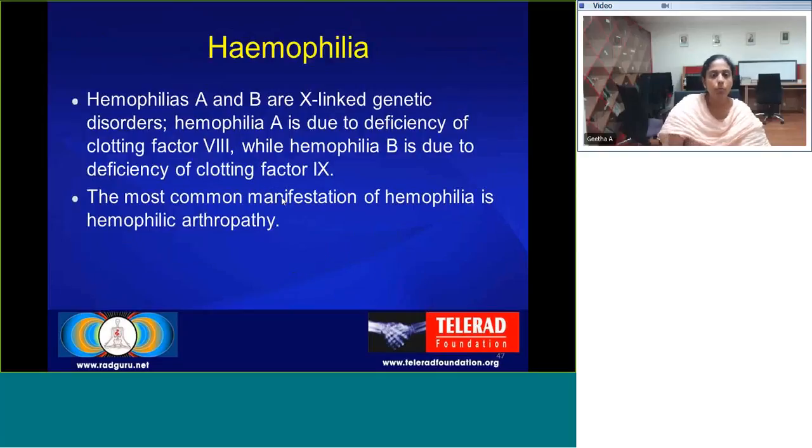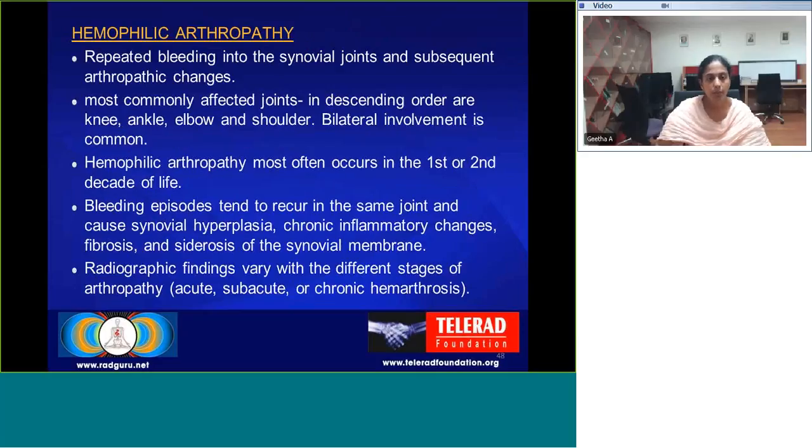Hemophilia A and B are X-linked genetic disorders. Hemophilia A is due to the deficiency of the clotting factor 8, whereas B is due to the deficiency of the clotting factor 9. The most common manifestation of hemophilia is hemophilic arthropathy. This is due to repeated bleeding into the synovial joints and subsequent arthropathic changes.